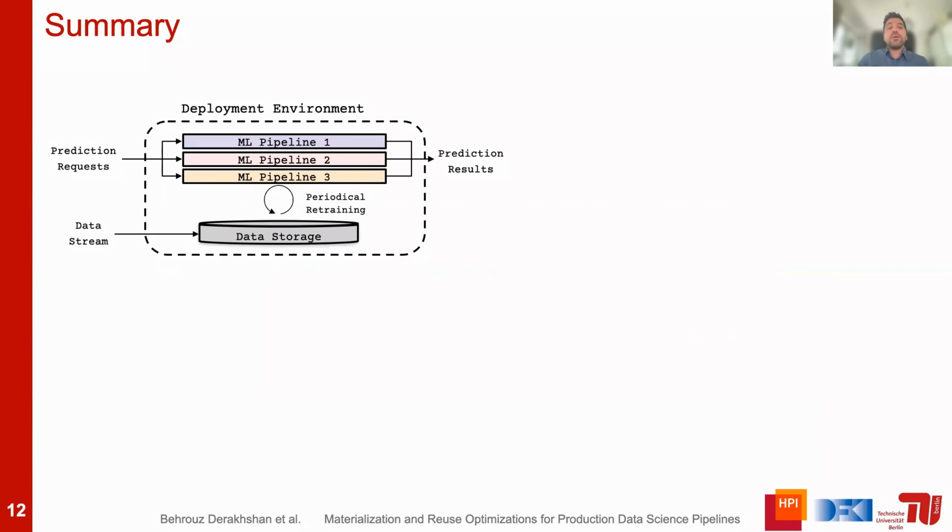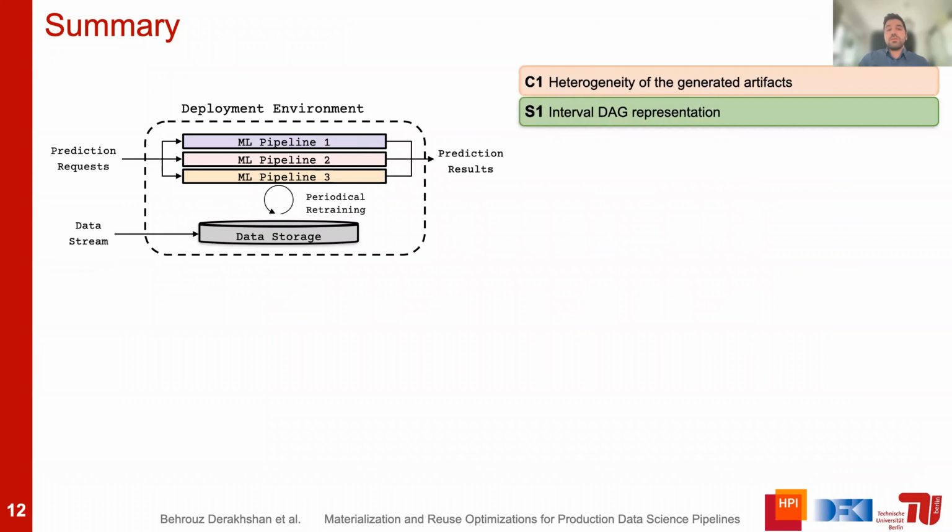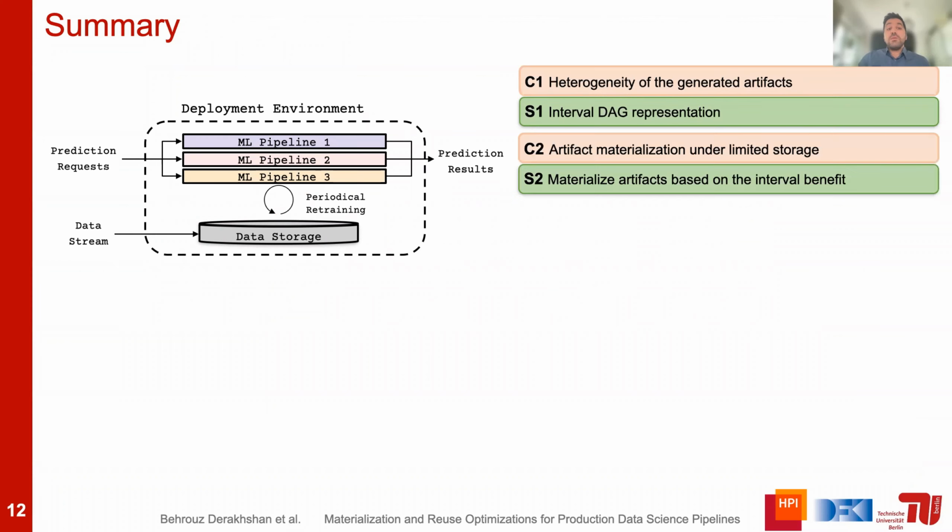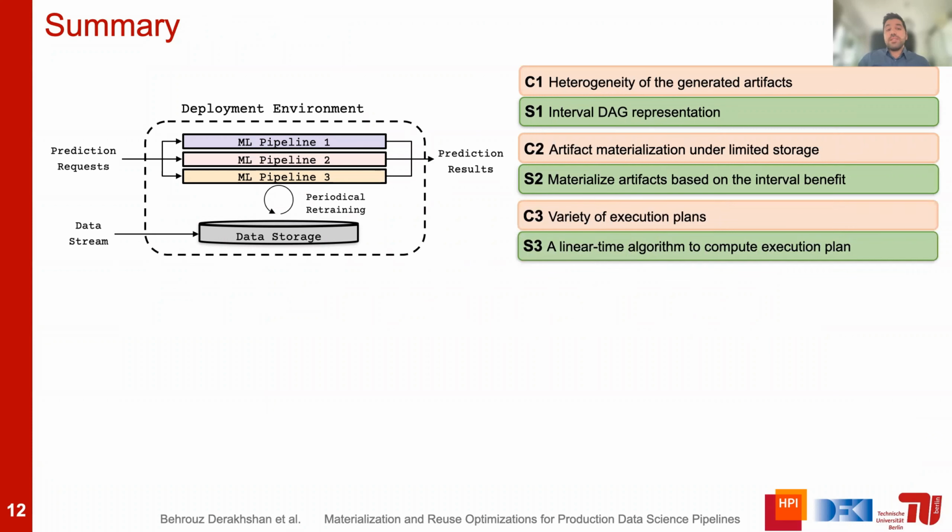In summary, we propose a solution for optimizing the execution of data science pipelines in production environments. We identified several challenges, and for each challenge, we proposed a solution. We designed an interval DAG representation to address the heterogeneity of the generated artifacts. We designed a materialization algorithm that assigns a benefit score to every artifact. In the paper, we also proposed a linear time algorithm for generating the execution plan, which incurs a negligible overhead.